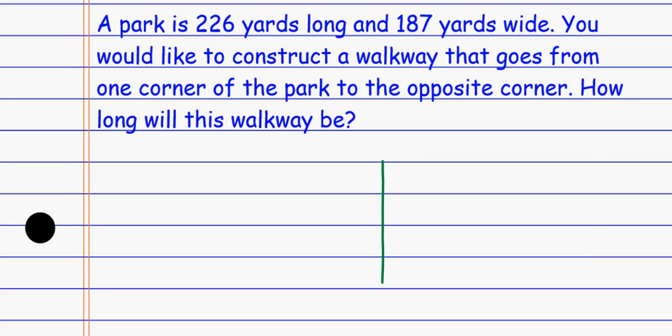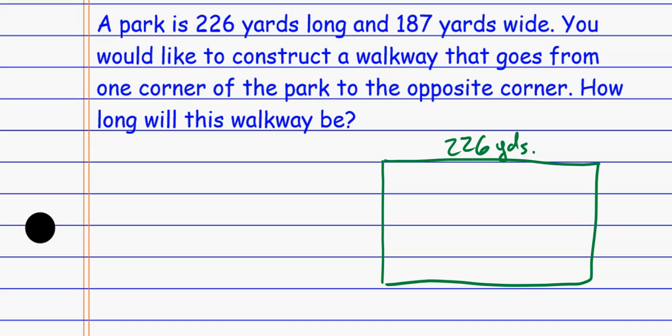So we've got a park here. And once again, it says the length of the park is 226 yards. And the width of the park is 187 yards. Okay? And you're probably looking at this going, well, how is my Pythagorean theorem going to come into play here? Well, it says I want to create a walkway that connects the corners of this park. So from one corner to the opposite corner.